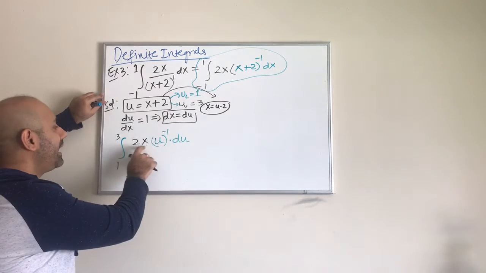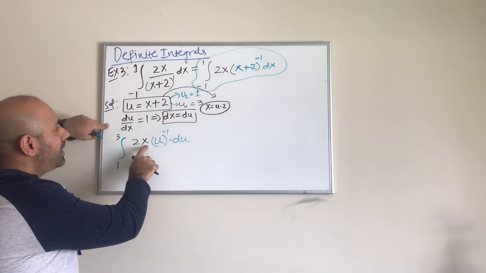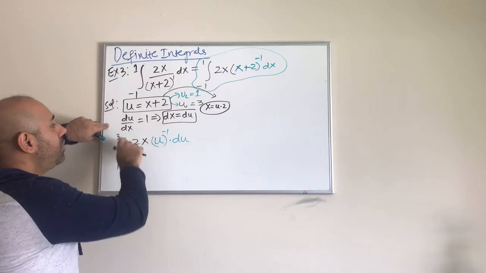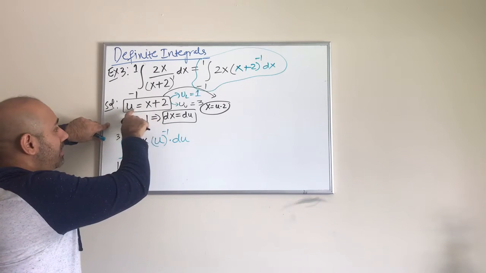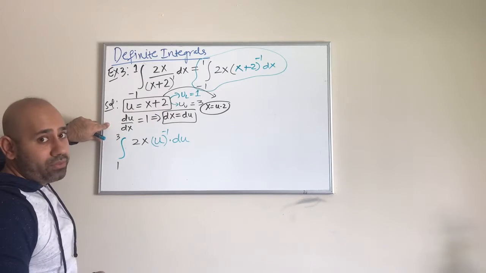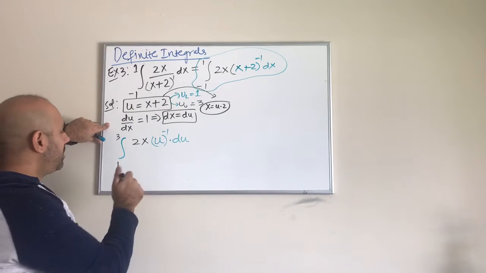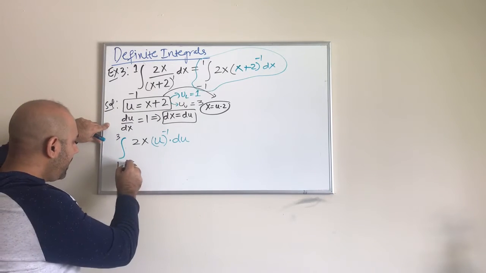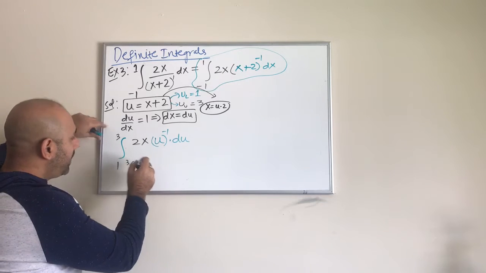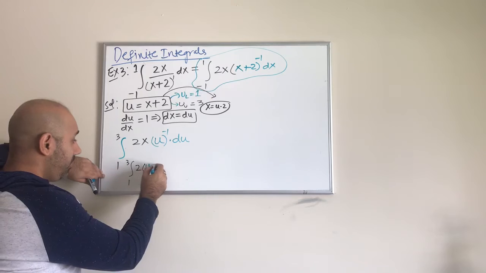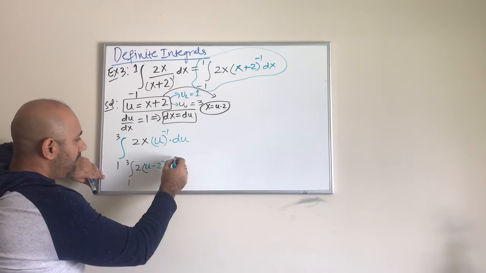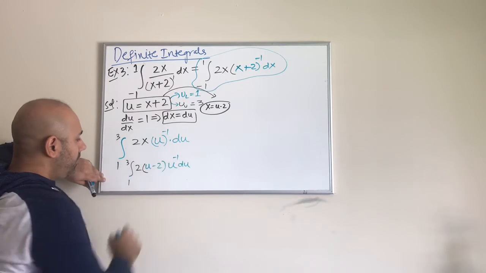So we don't really like that x here, but there's a way for us to get that x in terms of u. So we go back to step number 1, solve for x in terms of u, and we can solve this expression in terms of u. So u minus 2. So let's go back and replace this x with u minus 2, and now everything is in terms of u, which is what we wanted. Of course, there's a u to the power -1 and du. Okay?